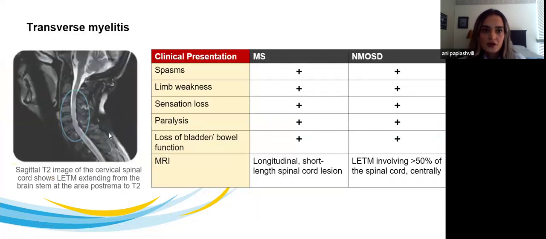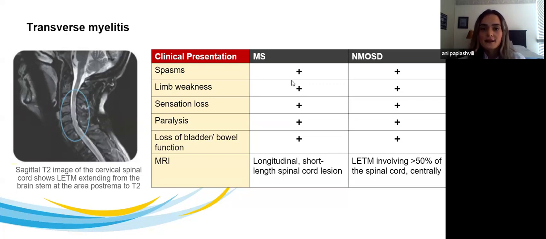In the next slide, I would like to show you transverse myelitis and what its presentation should be. Here you can see it is longitudinally extensive, more than 3 vertebral lengths. These are characteristic features of transverse myelitis, which can be seen in MS and also in Neuromyelitis Optica Spectrum Disorder. So I want to mention that it is not specific for neuromyelitis optica.